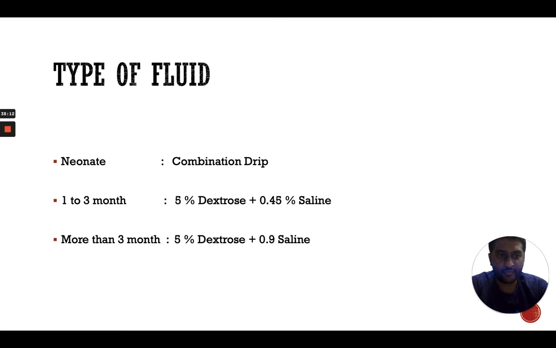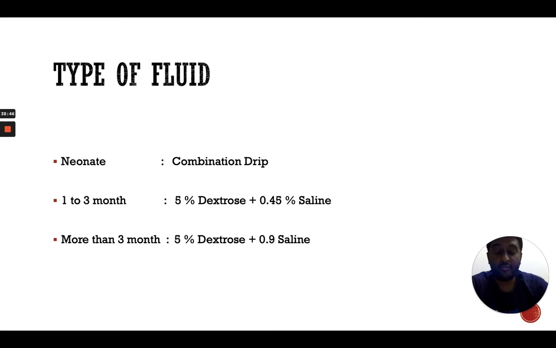This will require a lot of calculation. If you need to start a combination drip for a neonate, we'll be discussing the volume and all that with the ICU team from KK. For 1 to 3 month old, we need to give 5% dextrose plus normal saline. For more than 3 months, all pediatric is 5% dextrose plus normal saline.